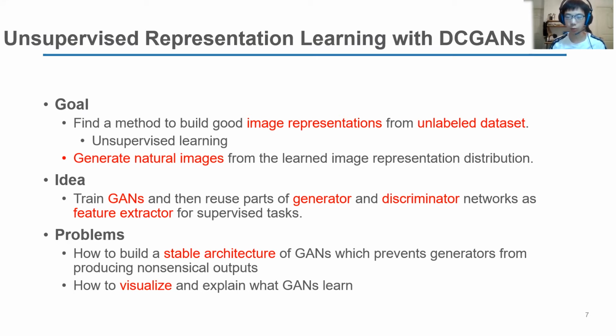Therefore, the idea is to train GANs and then reuse parts of the generator and discriminator networks as feature extractors for supervised tasks such as image classification. The problems faced by traditional GANs are, first, how to build a stable architecture of GANs. It is found that GANs are hard to train and the generators often produce nonsensical outputs. Second, how to visualize and explain what GANs learn, to demonstrate that the features extracted by GANs are reasonable and reliable.